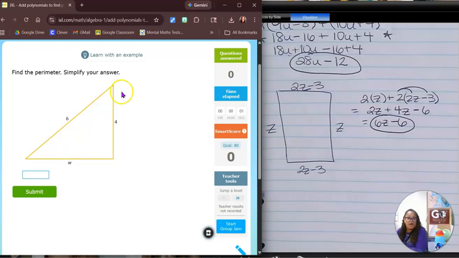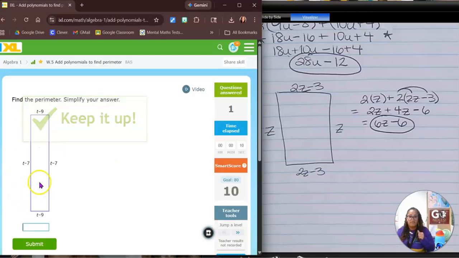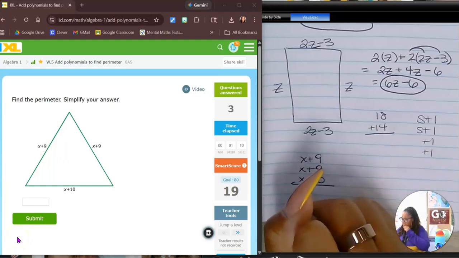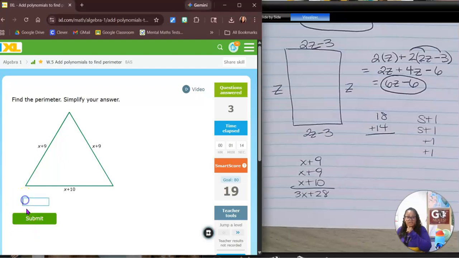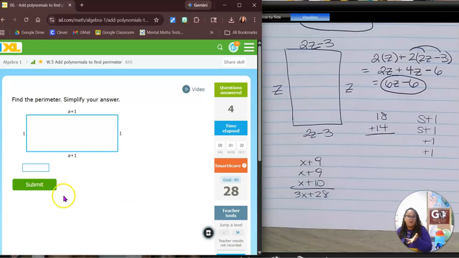So if I go here, I can work this out. This is w plus 6 plus 4. This is w plus 10. That's all I'm doing is adding up the sides. See if I got it right. Here, this is 4 t's, 1, 2, 3, 4, and then 2 negative 9s, that's negative 18, and then 2 negative 14s. Hold on, let me write it down. I can also do it like this and stack them and get 3x plus 28, as long as you got your like terms together. Let's see if we got it. Yep. So either way works. Good luck.